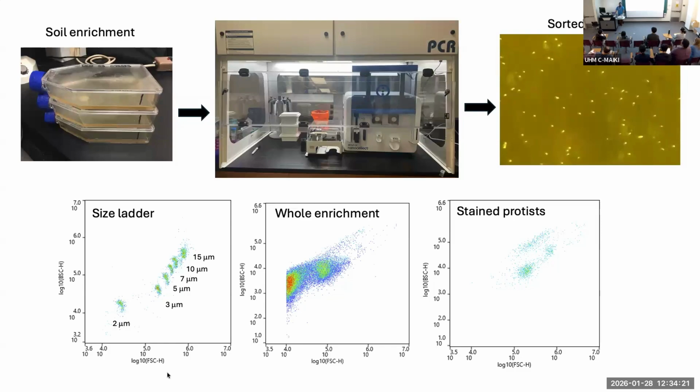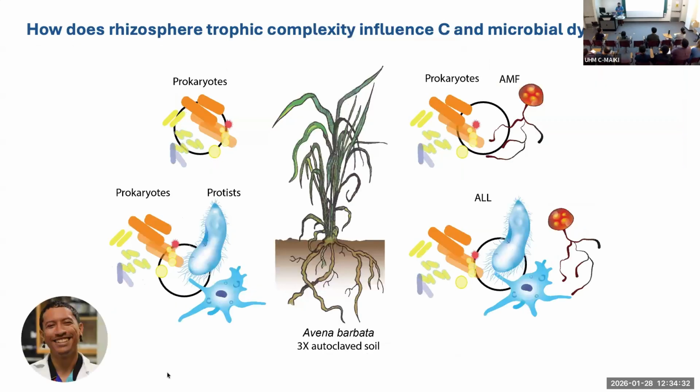Is everybody doing well so far? Okay, I'll continue then. Well, now that we are able to produce these enrichments and sort them and separate communities, my PhD student Garrett Jenko started to do some work related to some other projects that we had in the past with some collaborators here. With his project, he's trying to understand how rhizosphere trophic complexity influences carbon and microbial dynamics.